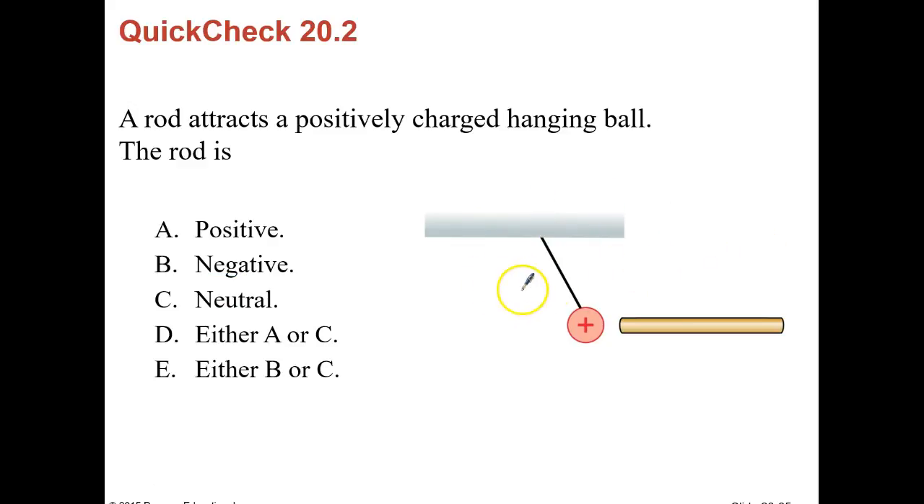Here's the next quick check. This is 20.2. A rod attracts a positively charged hanging ball. We want to know, is the rod positive, negative, neutral, either A or C? So is it positive or neutral? Or is it either B or C, negative or neutral?